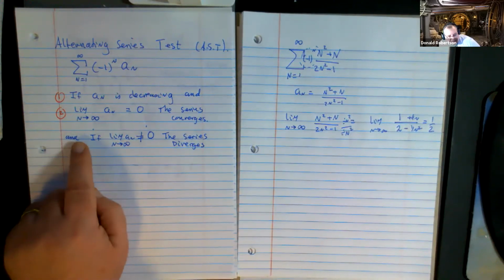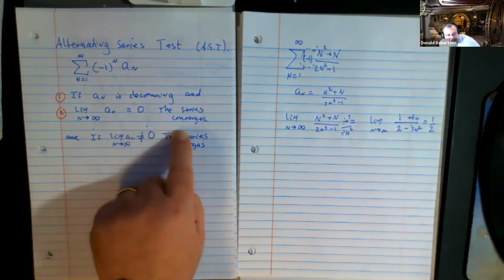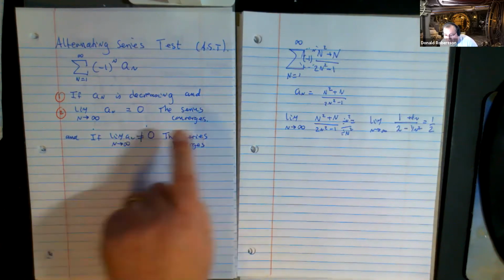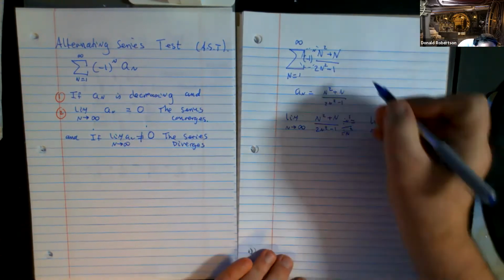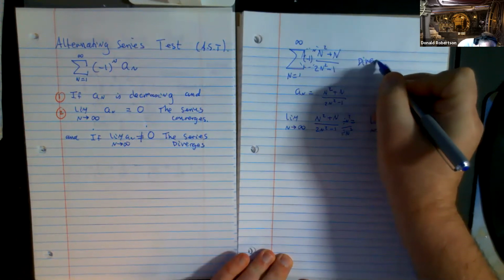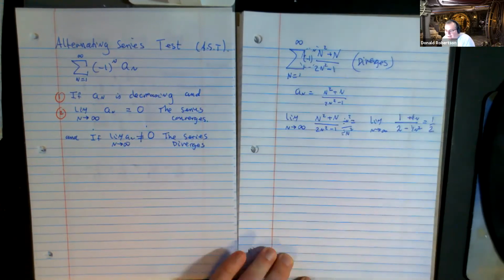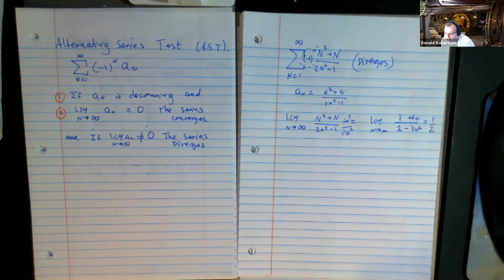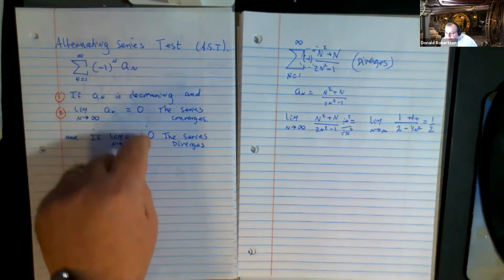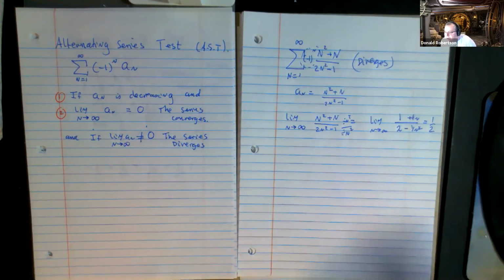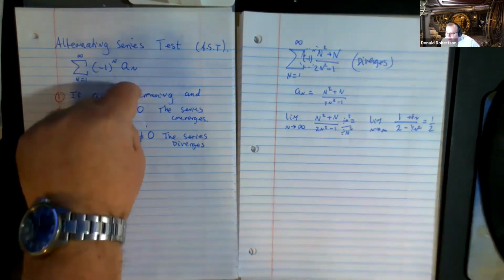Now, if the limit is not 0, which is the case here, I can go up here and I can say it diverges. And haven't I saved myself a bit of work? Because I haven't bothered to prove that it's decreasing. And I don't need to. If one piece is broke, it's a diverger, right? The whole thing diverges. It's only going to converge if both pieces are correct, right?